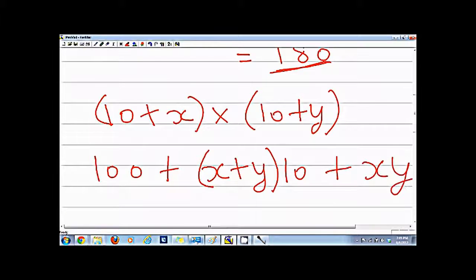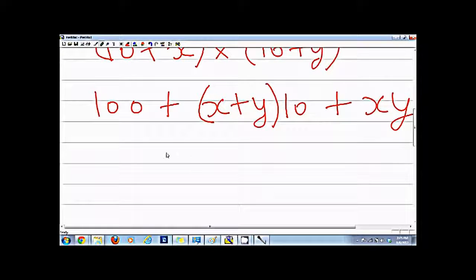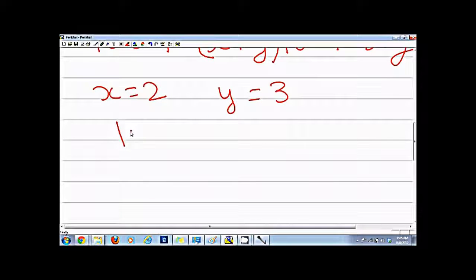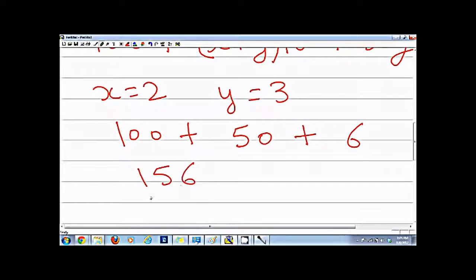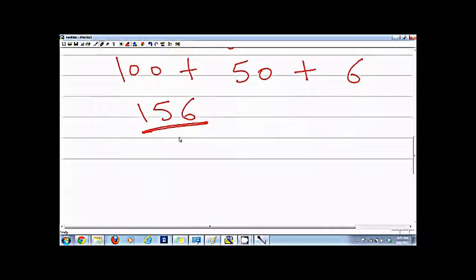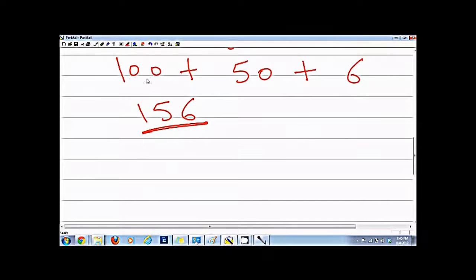So that's why, if you substitute your numbers, suppose x is 2 and y is equal to 3, then you get 100 plus 50 plus 6. So your answer is 156. This is what I have shown you before. The only difference is that instead of remembering this 0, you can go by it very quickly if you remember that trick.